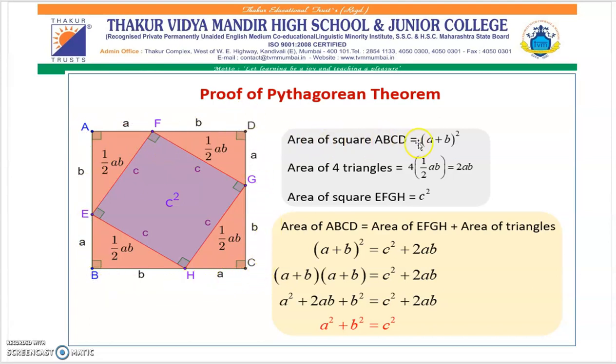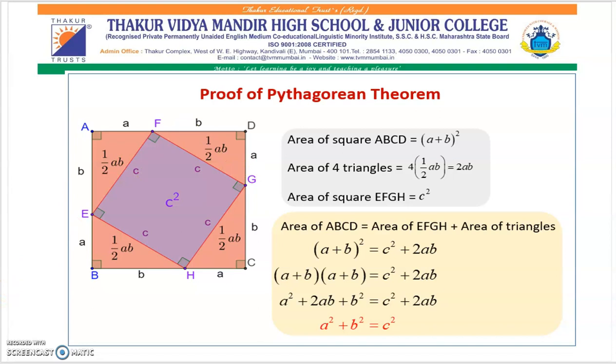If area of square ABCD we are finding, we know that area of square is what? Side into side. What is the length of this side? A plus B. What is the length of this side? A plus B. So, A plus B into A plus B will be equal to what? A plus B whole square. Now, how many triangles are there? 4 triangles. What is the formula of area of triangle? Half base into height.